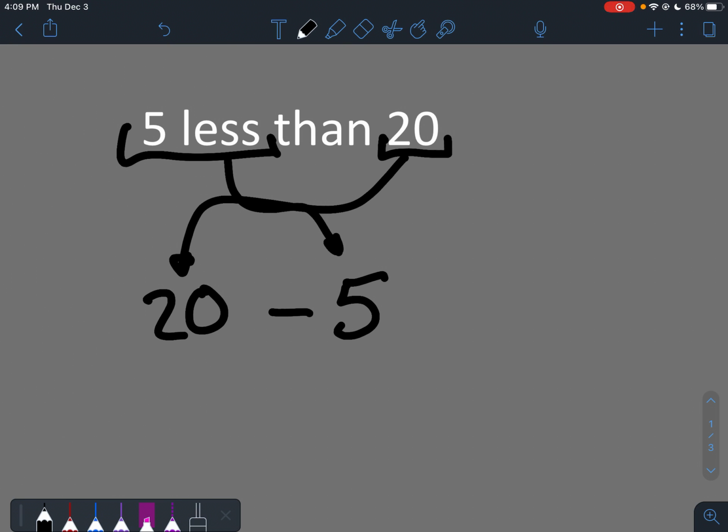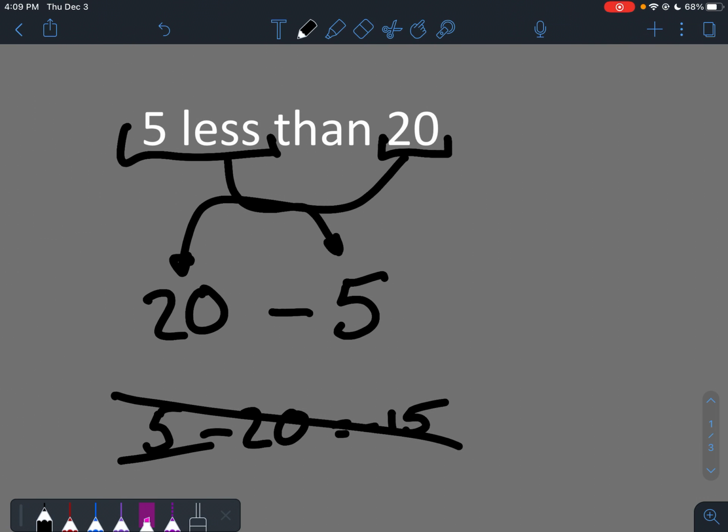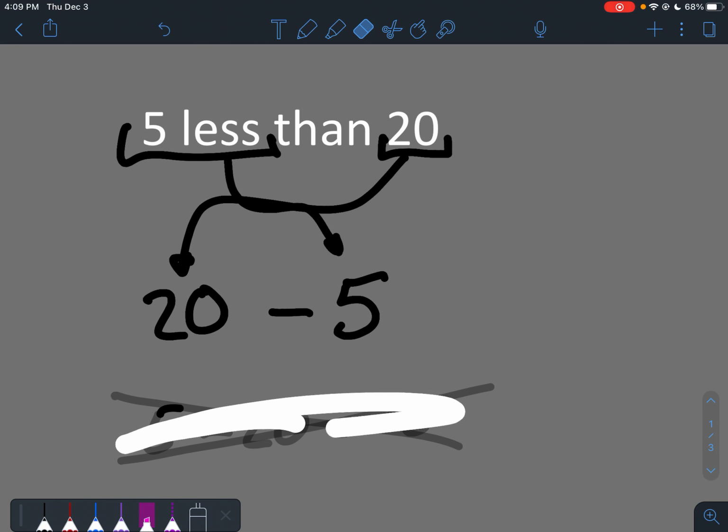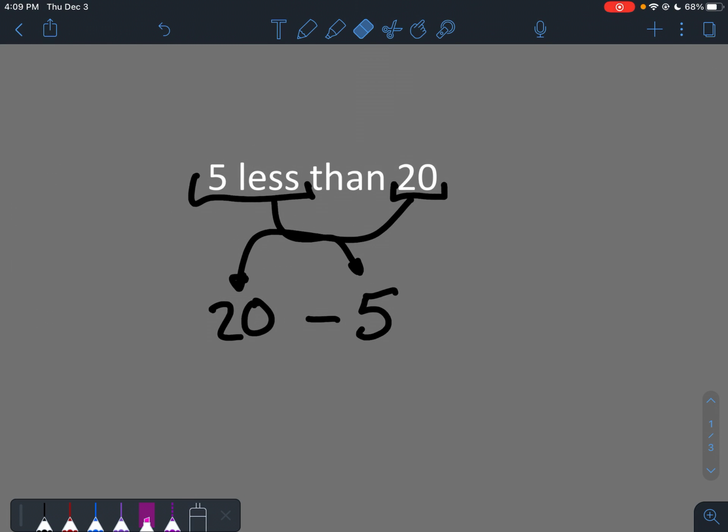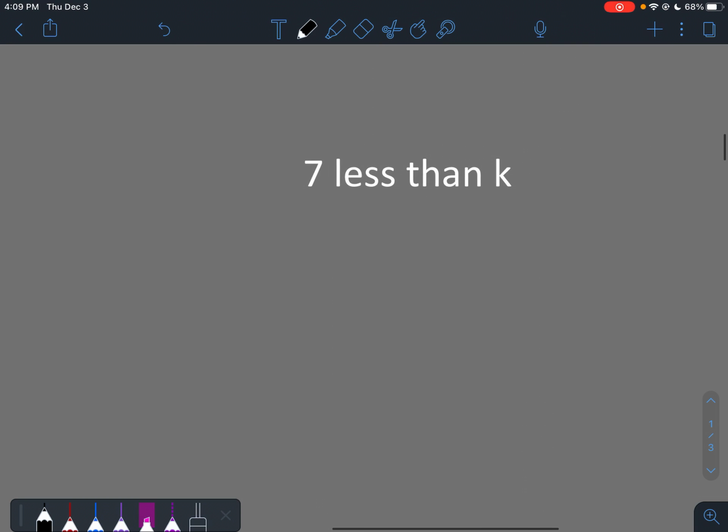Now, this is going to be where the order is incredibly important because 20 minus 5 is 15. However, that is not the same as 5 minus 20 because that's negative 15. So that is not the same. So the order is incredibly important when we're dealing with this. So 5 less than 20, 5 less than a number, we're going to subtract 5 from that number. So it's going to flip-flop the order that you see them.